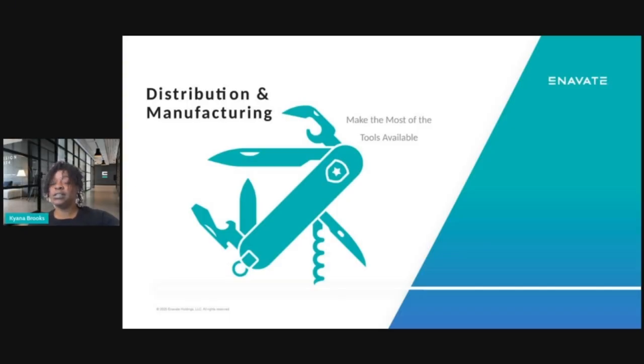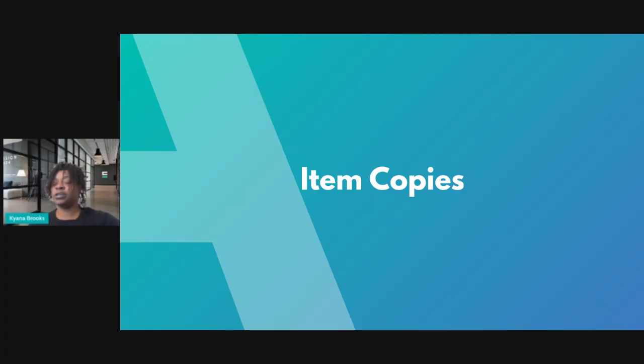So what we're going to discuss today is distribution and manufacturing. We're going to review the item copy when item classes and manufacturing are in use, and we'll be utilizing the Willowware tool to do that. Okay, so let's get started.